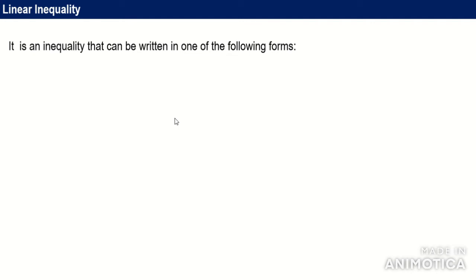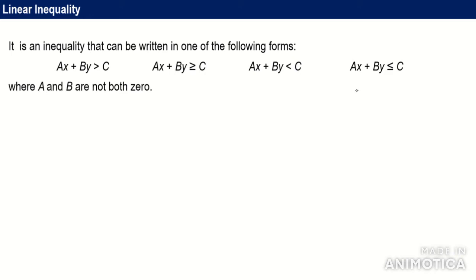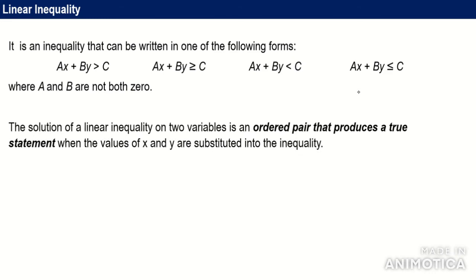Let us first define what a linear inequality is. It is an inequality that can be written in one of the following forms: ax plus by is greater than c, ax plus by is greater than or equal to c, ax plus by is less than c, or ax plus by is less than or equal to c, where a and b are not both equal to 0. Then, the solution of a linear inequality in two variables is an ordered pair that produces a true statement when the values of x and y are substituted into the inequality.